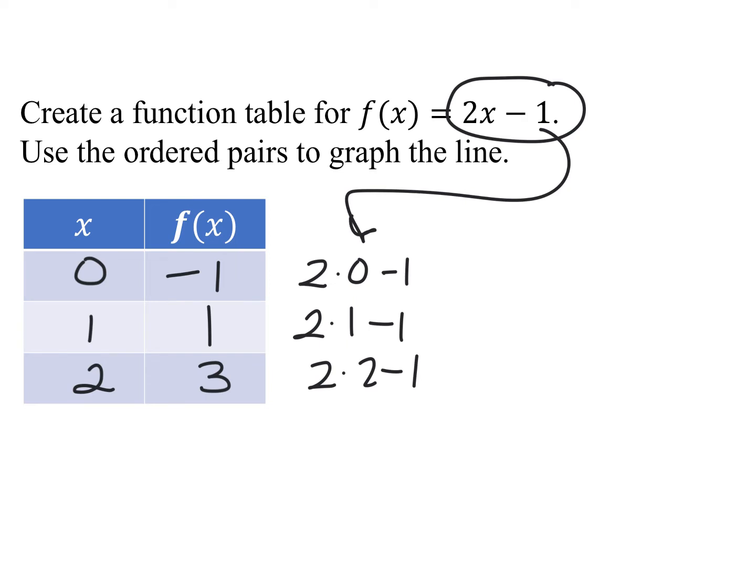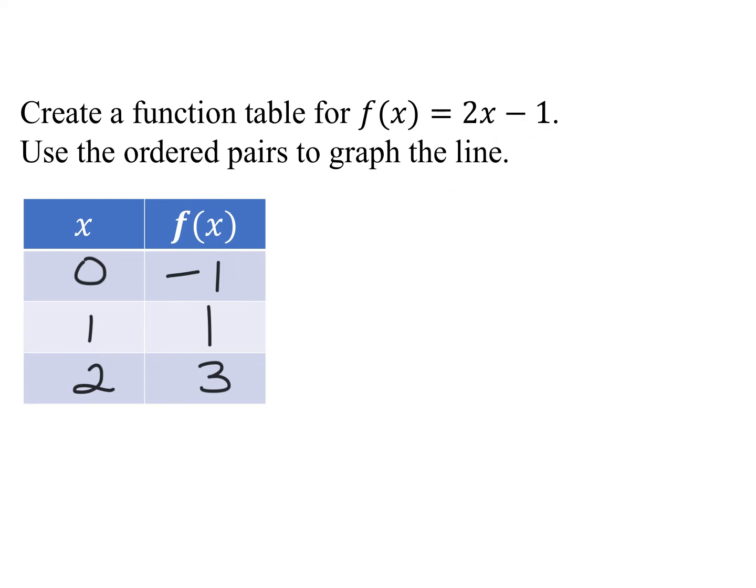The next thing I need to do is make some ordered pairs. The ordered pairs are just the x and the f of x. So this is a 0, negative 1. This one is a 1, 1. And this one is a 2, 3. Now I'm ready to graph those points.